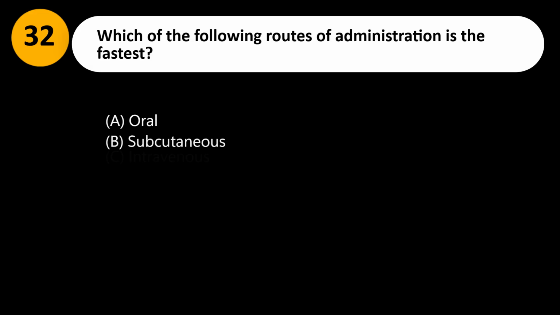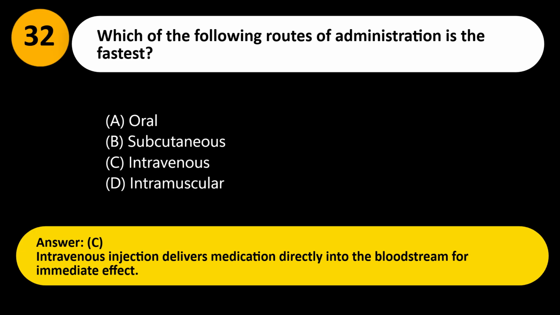Which of the following routes of administration is the fastest? A. Oral. B. Subcutaneous. C. Intravenous. D. Intramuscular. Answer, C. Intravenous injection delivers medication directly into the bloodstream for immediate effect.